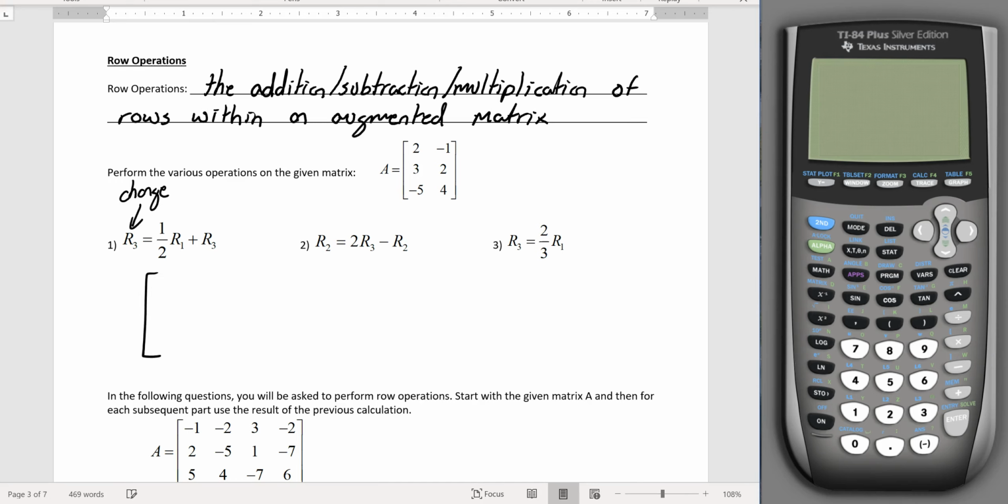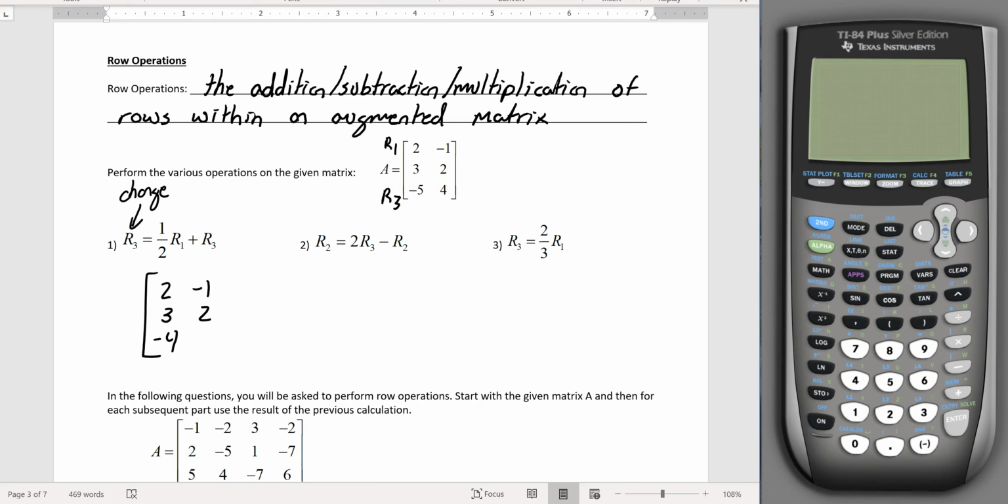So only row 3 is going to change. So that means the first two rows are not. 2, negative 1, 3, 2. Now, instead of writing negative 5, 4, we're going to add 1/2 of R1 to R3. So 1/2 of R1, 2 and negative 1. This is row 1. This is row 3. All right. So 2, 1/2 of 2 is 1. 1 plus negative 5, which is that first column of row 3. So 1 plus negative 5 would become negative 4.